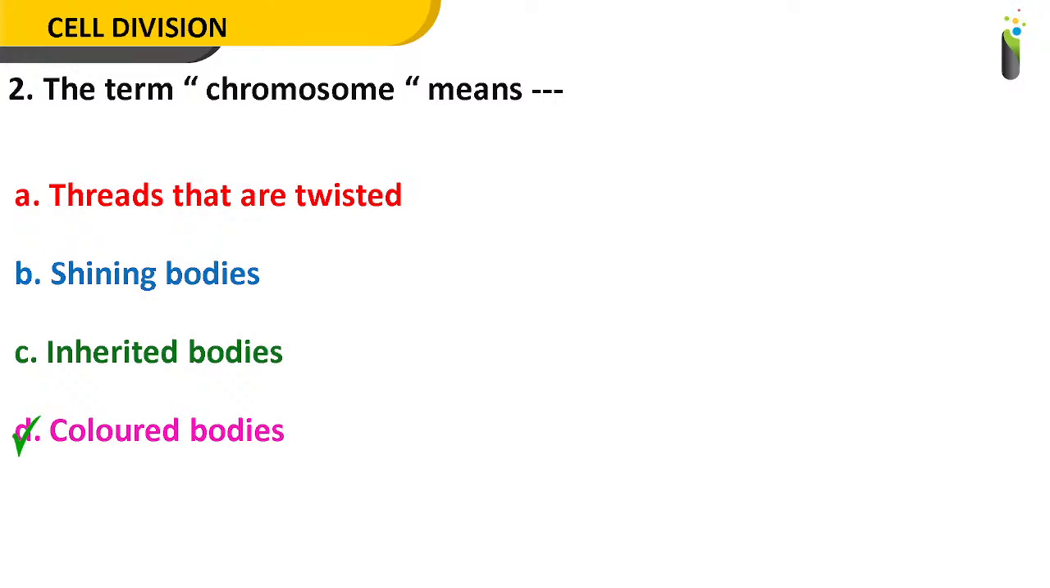Colored bodies. Friends, remember the word chromosome comes from the main word chroma. Chroma means color. This is the reason it was called colored bodies or chromosomes, because when the scientists first tried to observe the cell under a microscope, they couldn't see anything simply because the cells are colorless. So when they used a stain there, the very first cell organelle that took up the stain and showed the color was this. Hence, the scientists called it chromosome. Chroma means color, soma means body.